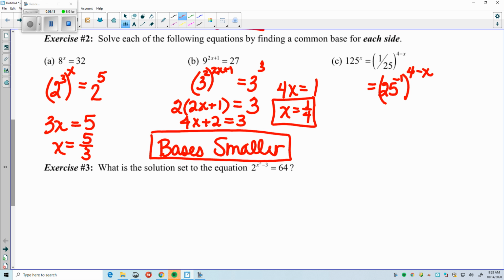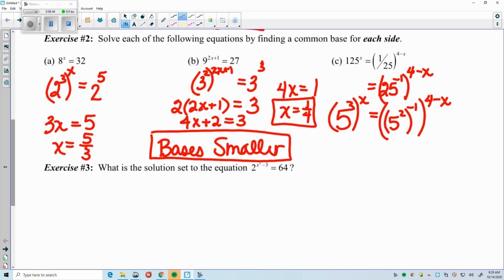So that tells me I need to make 25 smaller. And again, I can go smaller by writing that as 5 squared. So now I have 5 squared to the negative 1 to the 4 minus x. So that's a lot of exponents. For 125, that also tells me it has to be written in terms of 5. So my base here to get 125 is a base of 5. That would have to be 5 cubed. And then again, we have it to the power of x.